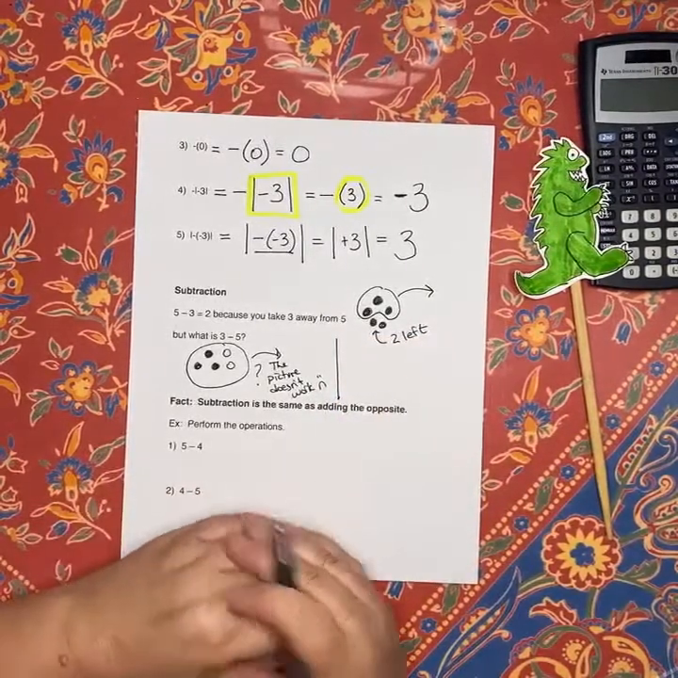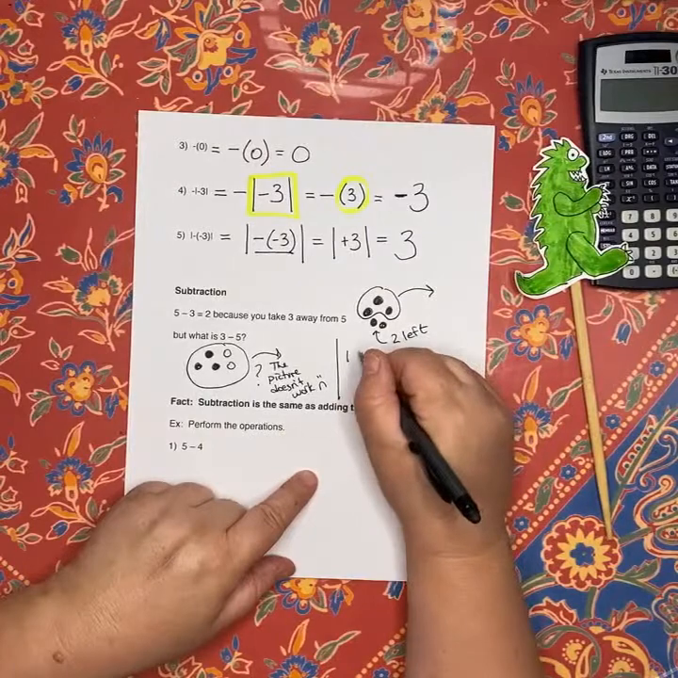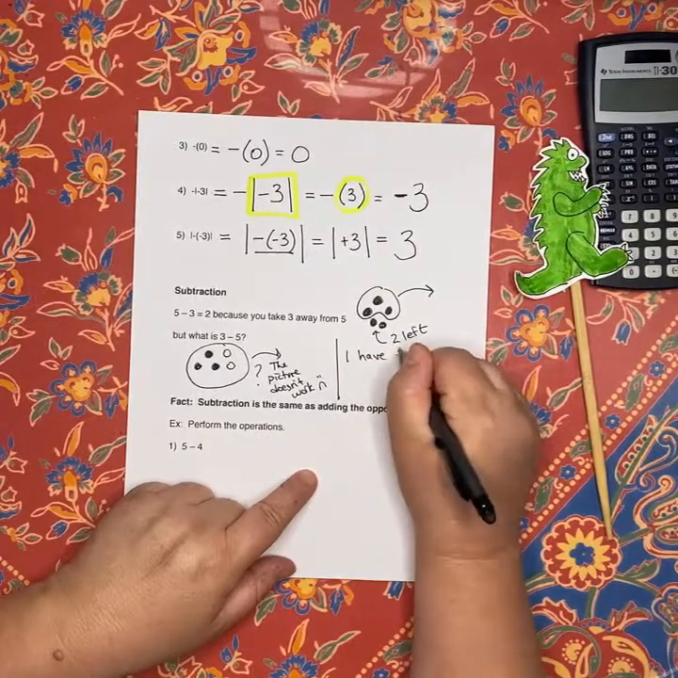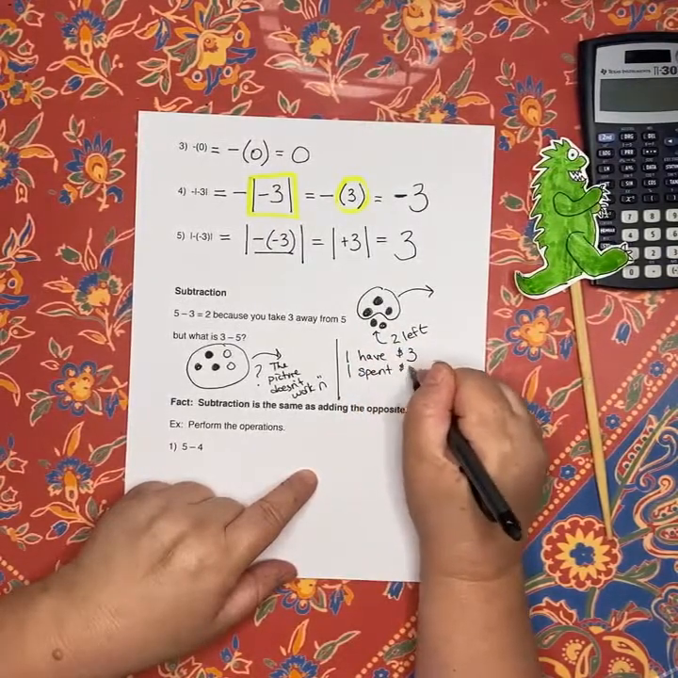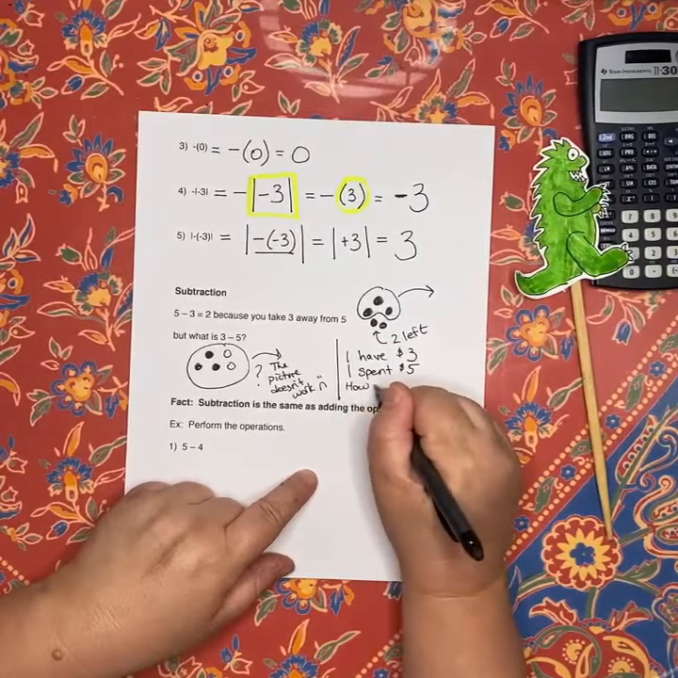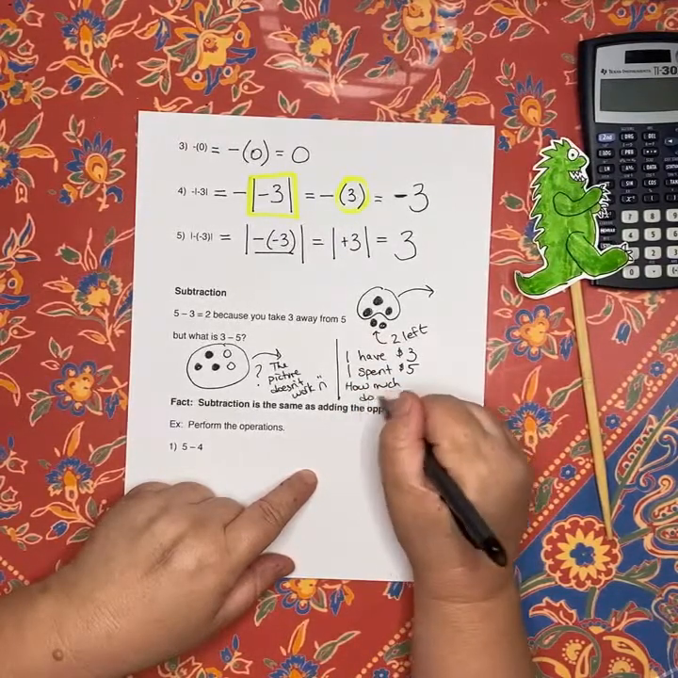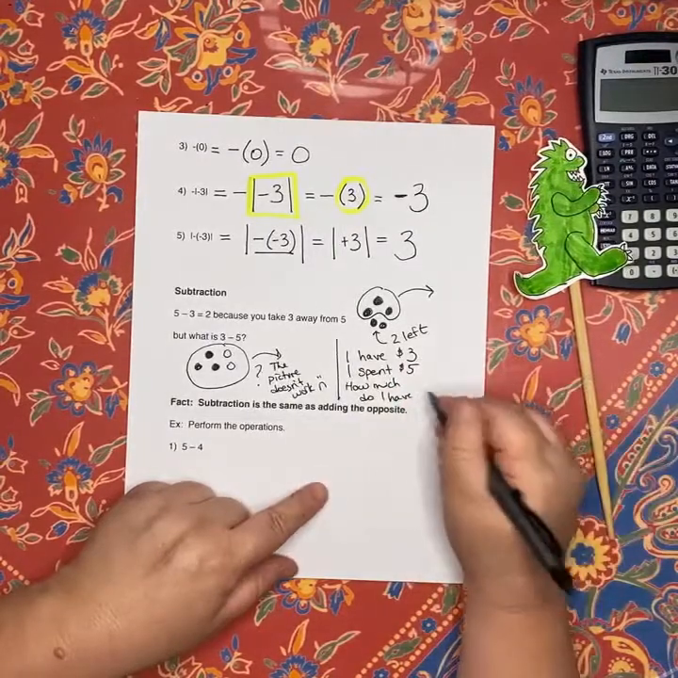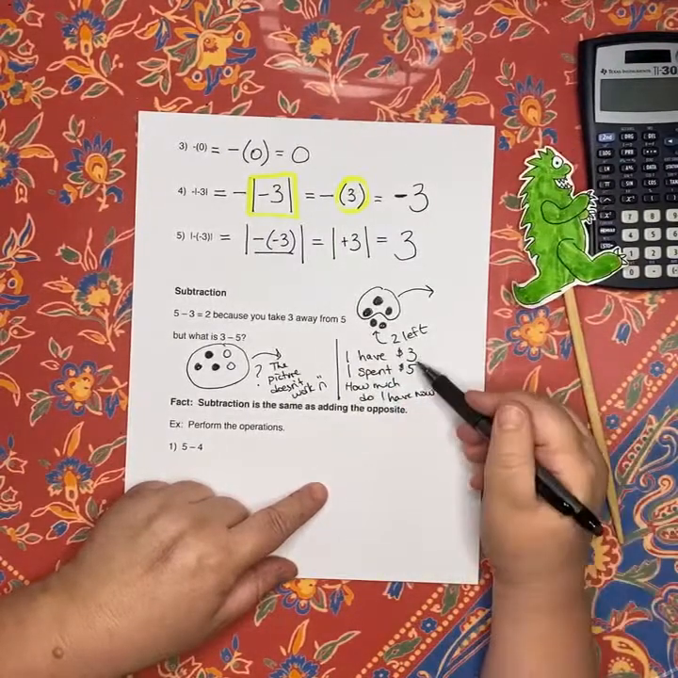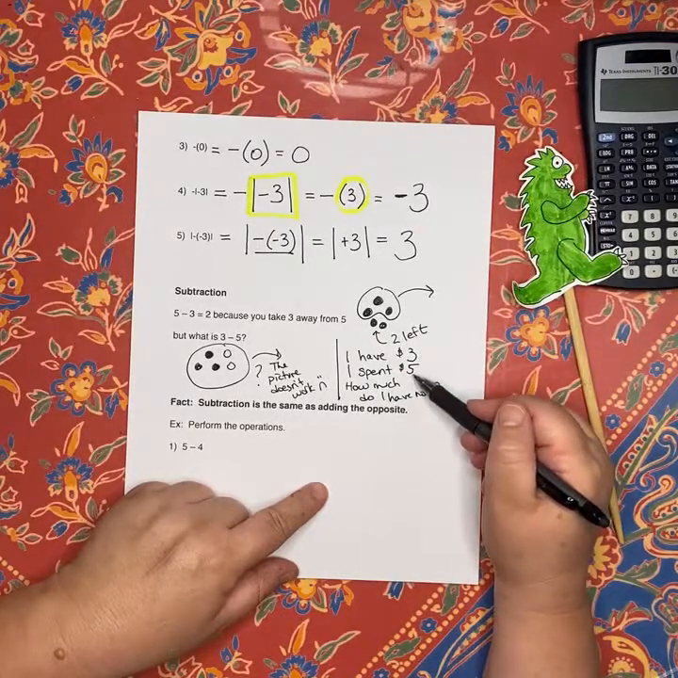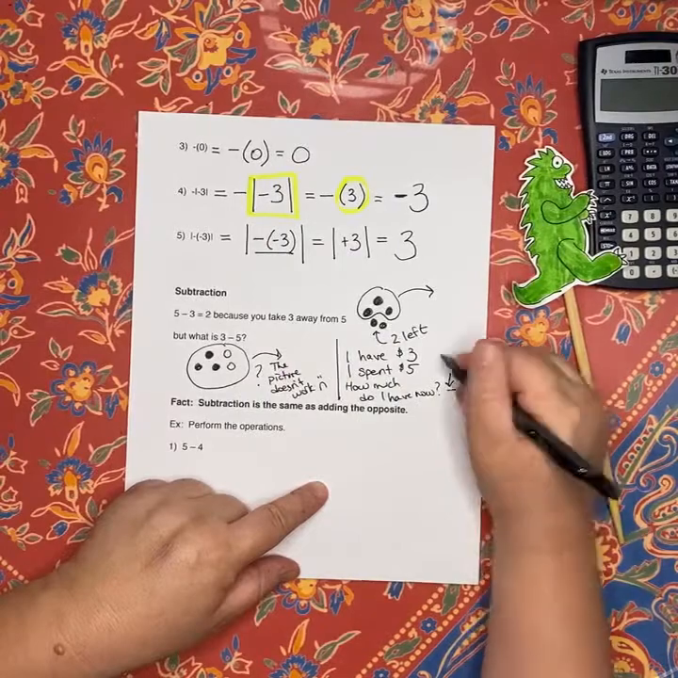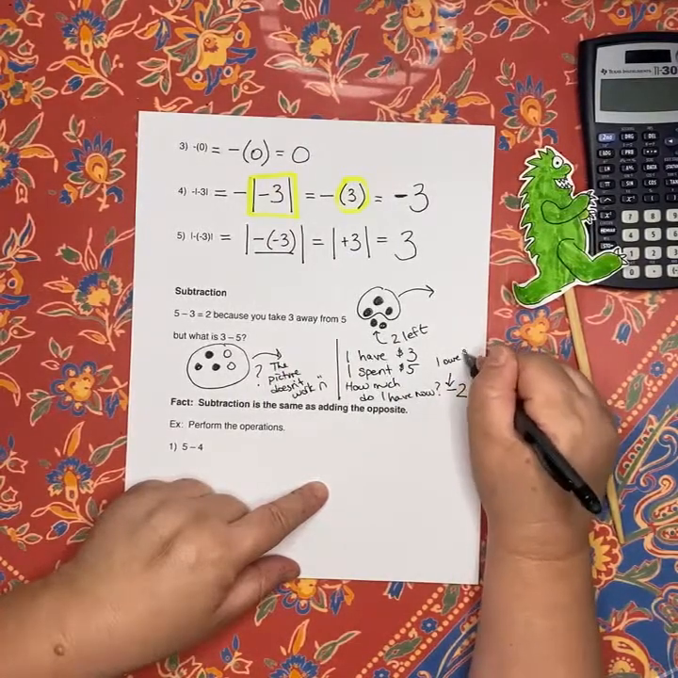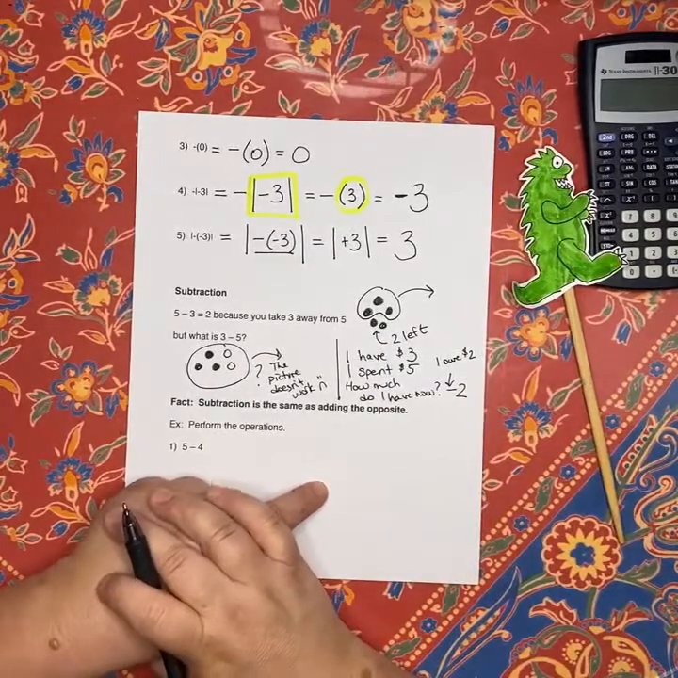However, what if I said I have $3? I spent $5. How much do I have now? Okay, well, if I only had $3 and I spent $5, where did I get the other $2 from? I still owe someone $2. I owe $2. I must have borrowed $2 from a friend.